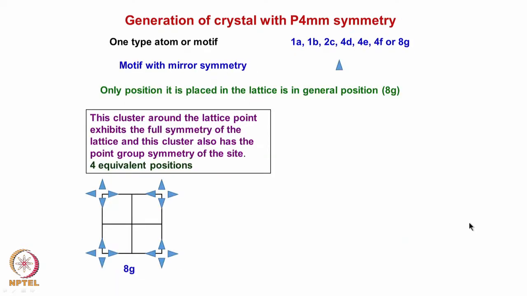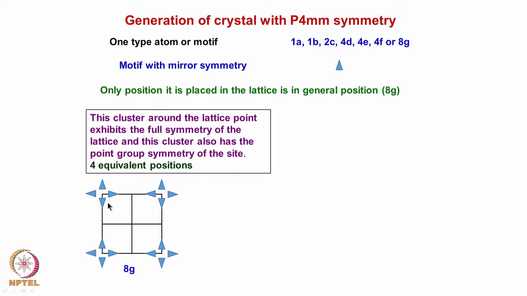Is it clear? Here I have taken a motif which has a mirror symmetry. Now, what are the ways in which we can consider it, that is what I am trying to illustrate with some examples. Here if I keep 4 of these motifs around it, correct, it satisfies the 4 mm symmetry. Only 4 motifs are required. When we took a motif which has no symmetry associated with it, we required 8, right?